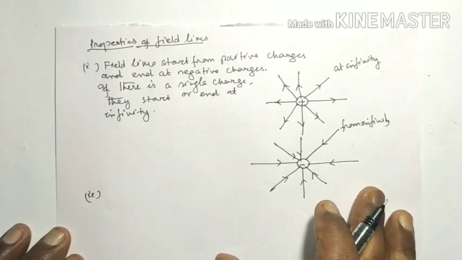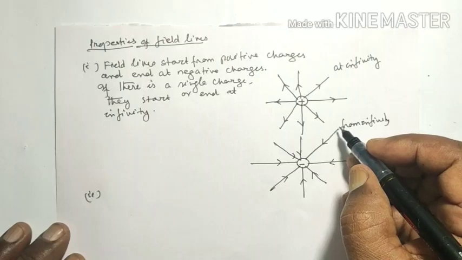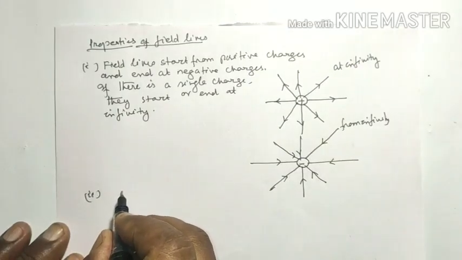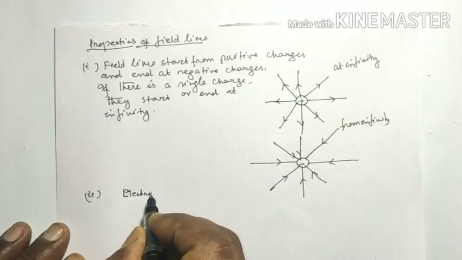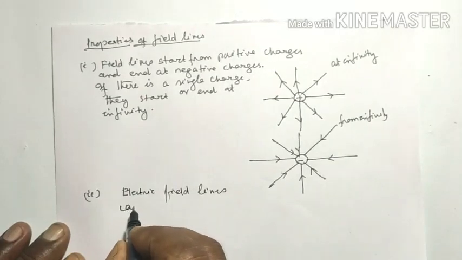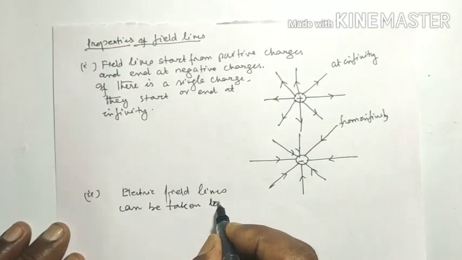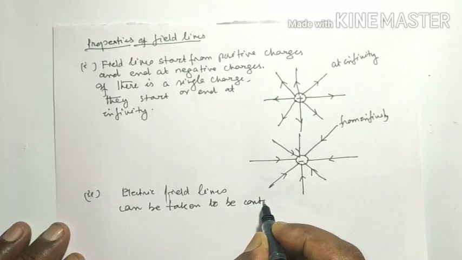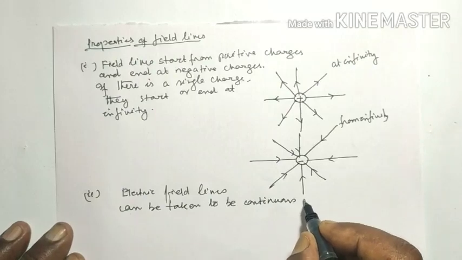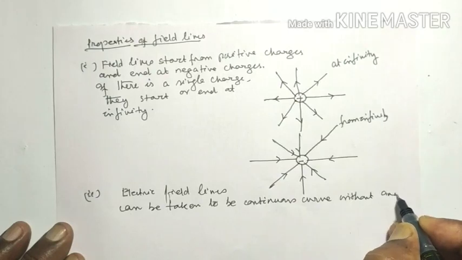Then second property, electric field lines can be taken to be continuous curves without any break.